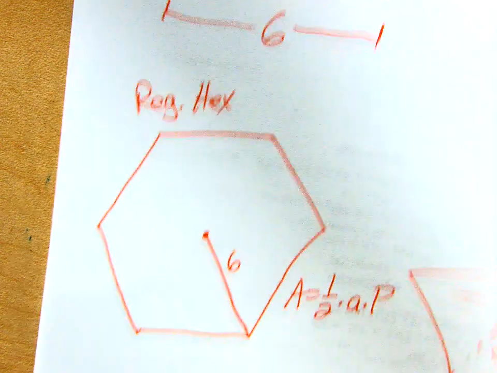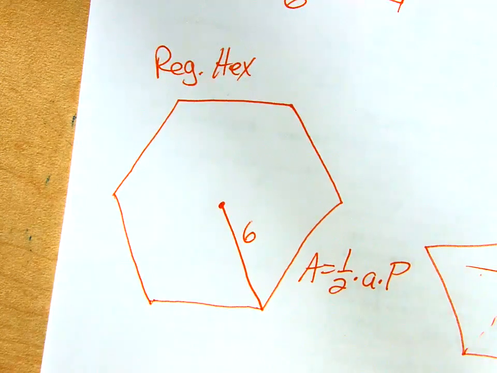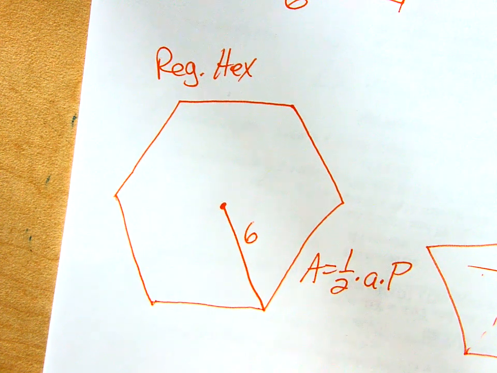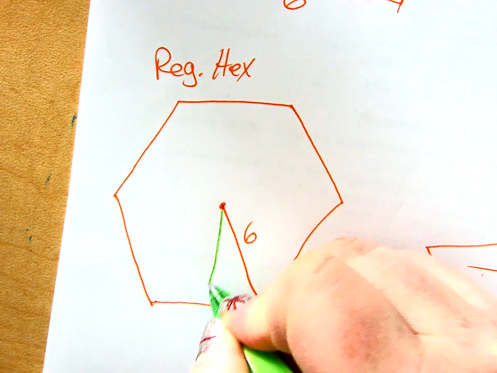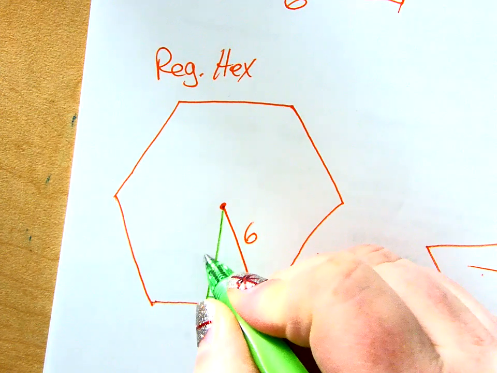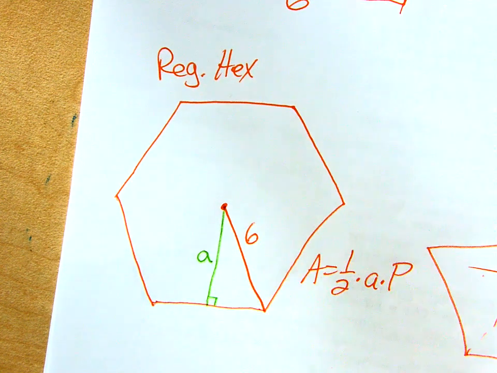So, I still am using 1/2 little a times p. Just this time, I don't have little a and I don't have p. Too bad, so sad. However, let's go ahead and draw in that apothem, because that usually helps. So I don't know what you are yet, so I'm going to put you as A. But I now have a right triangle. There's stuff I can do with right triangles.